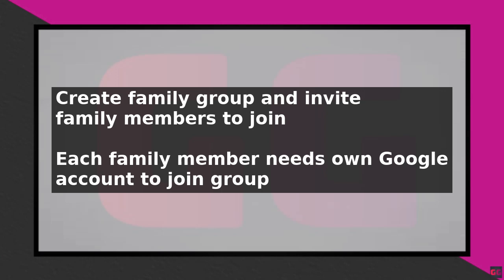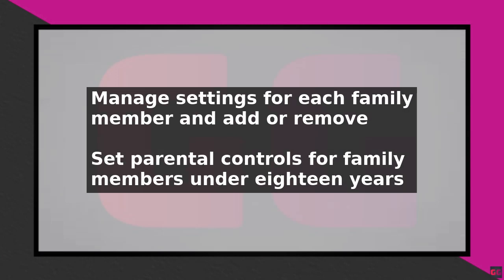To add a family member, click on the Add Family Member button and enter their email address. To set up parental controls, click on the family member's name and select Edit. Then, select Parental Controls and choose the level of restriction you want to apply. You can restrict access to certain types of content, such as mature themes or explicit language.